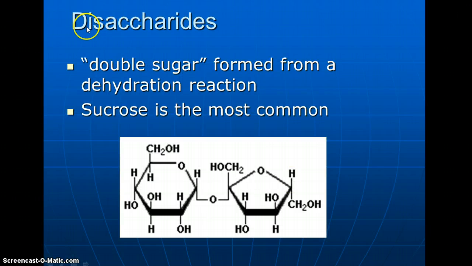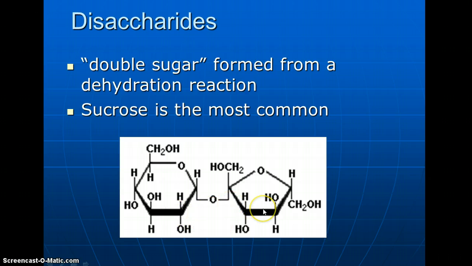Next up are our disaccharides. Di meaning two, saccharide meaning sugar. So these are our sugars formed from two of our monomers, either glucose, fructose, or galactose. In order to form these molecules, we must go through a dehydration reaction. If you remember, a dehydration reaction puts together two molecules by releasing a water molecule. As you can see here, we have a glucose covalently bonded to a fructose, and it was done that way through a dehydration reaction.